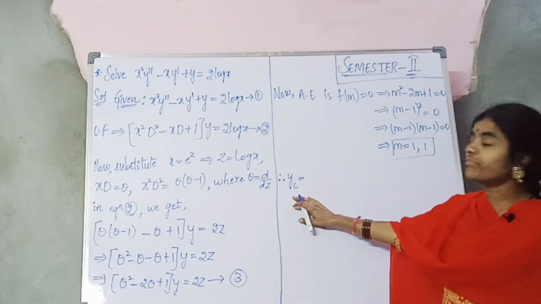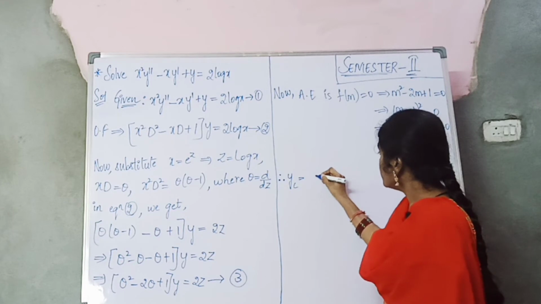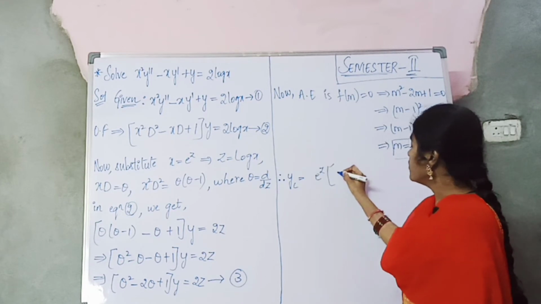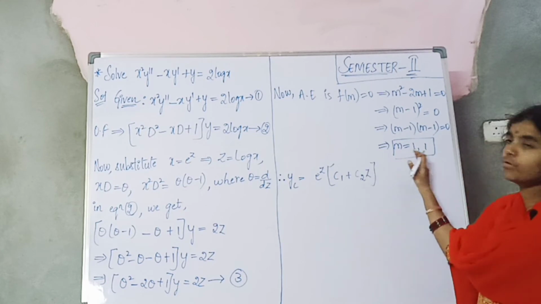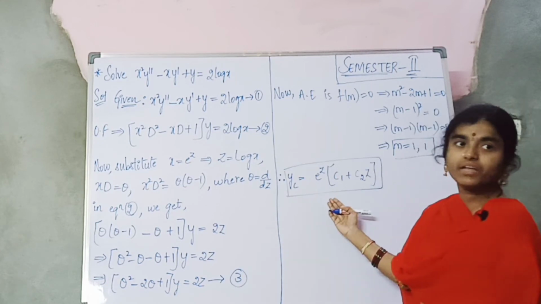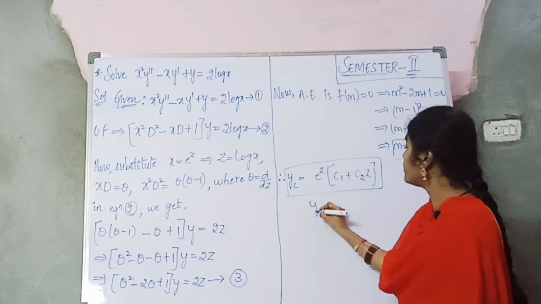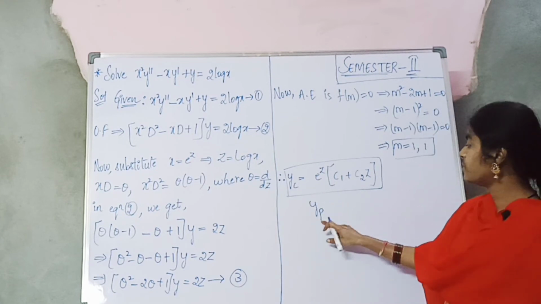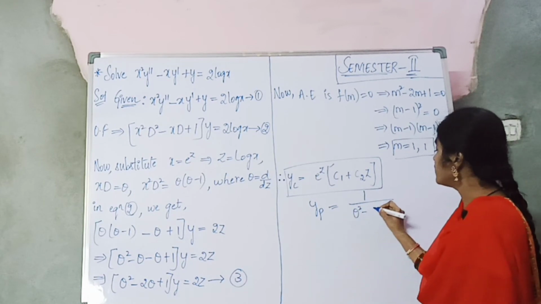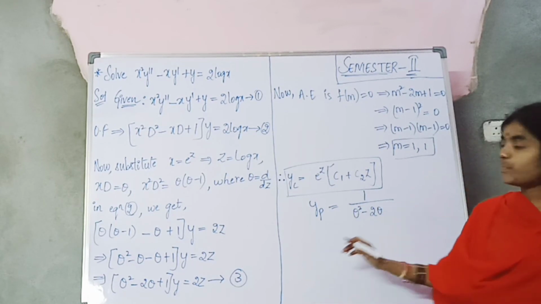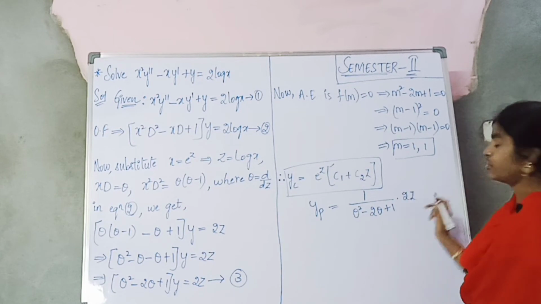Therefore, what is the complementary function? y = e^z (c1 + c2 z), because here the roots are real. After finding the complementary function, what do we have to find? The particular integral. The particular integral yp = 1/(θ² − 2θ + 1) into 2z.